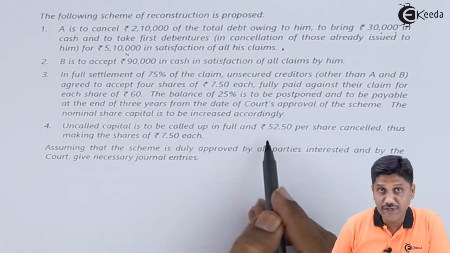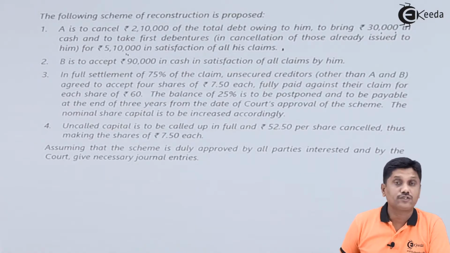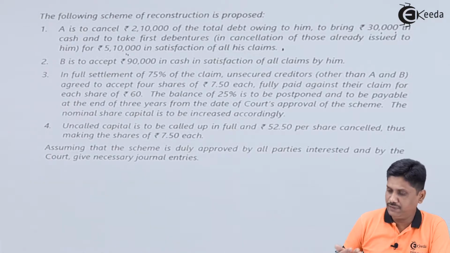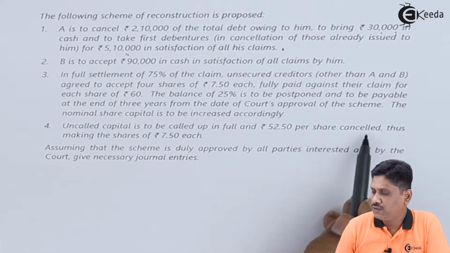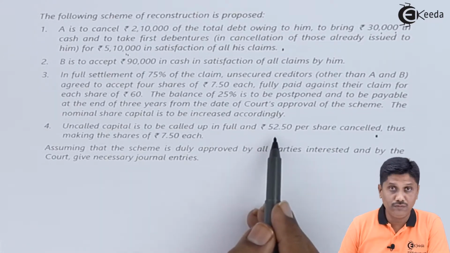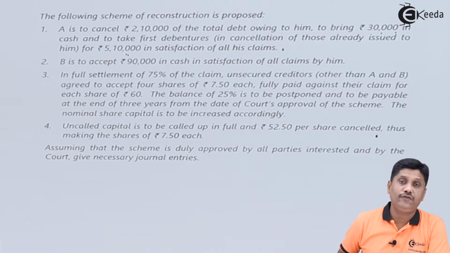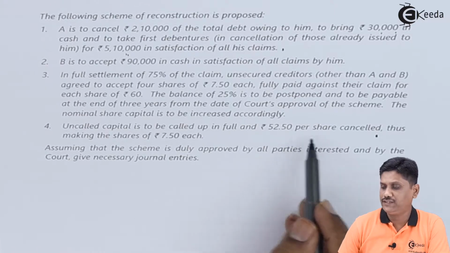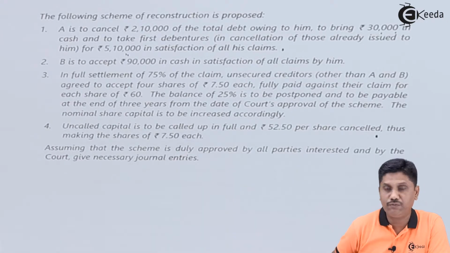Uncalled capital is to be called up in full and 52.50 per share is cancelled. Right now your shares are only 30 paid out of 60. So we will make it 60 paid and thereafter we will cancel 52.50 per share of uncalled capital to be called up in full. You can notice in your balance sheet your shares are 30 rupees paid, face value is 60. If you make a further call of 30, it will be 60 rupees. They are saying 52.50 per share is cancelled, thus making the shares of 7.50 each.